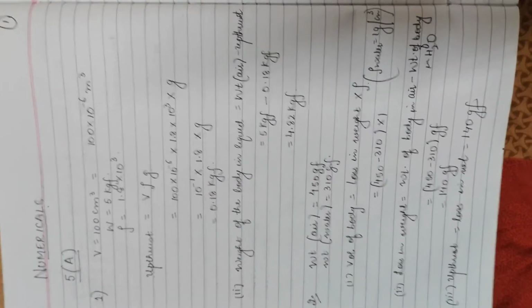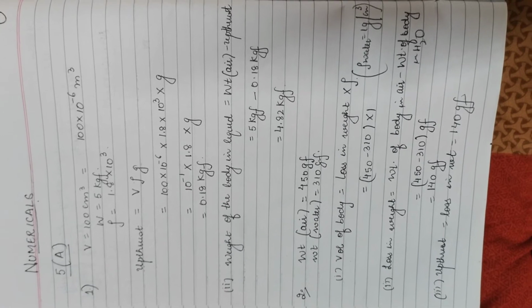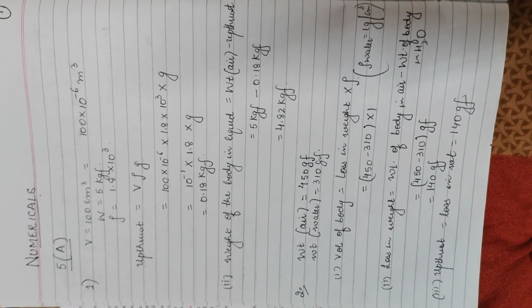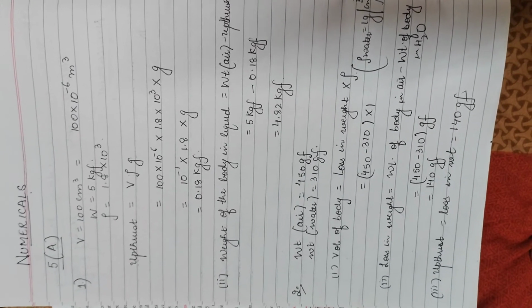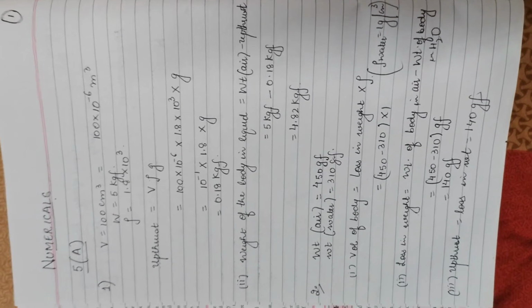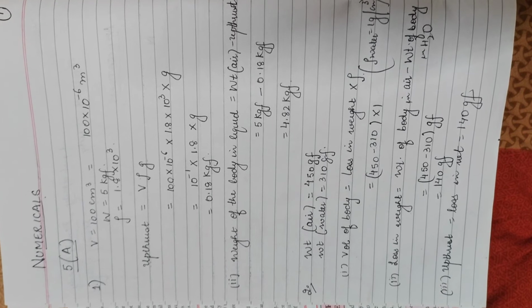So volume is given to you, weight is given to you, rho is given to you. Volume is not given in the SI system, so I am converting into the SI system: volume is equal to 100 into 10 raised to power minus 6. And upthrust is equal to V rho G. By putting down all the values of V, rho and G, we get the answer.